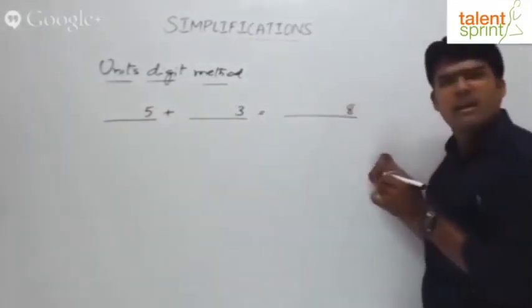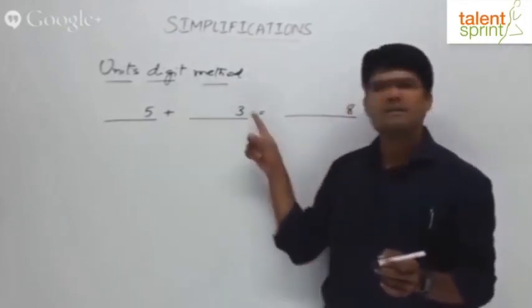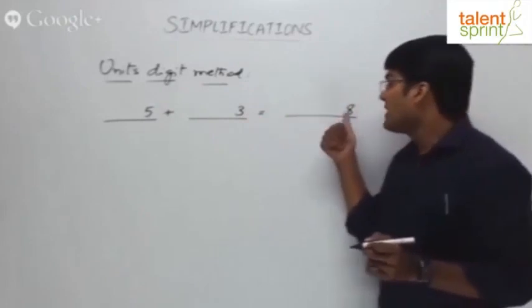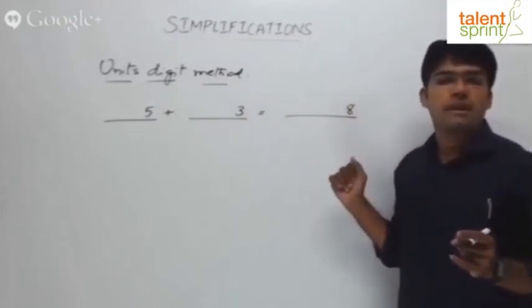Yes. Why? Always you add the units places first when you go for addition. So 5 plus 3, 8. The answer has to end in 8. What is going to be the tens place? We are not aware of, but definitely the units place is going to be 8.